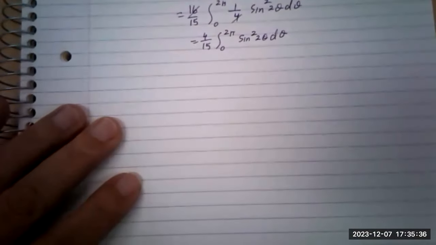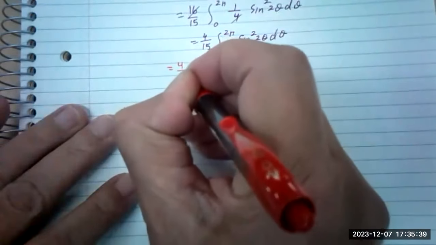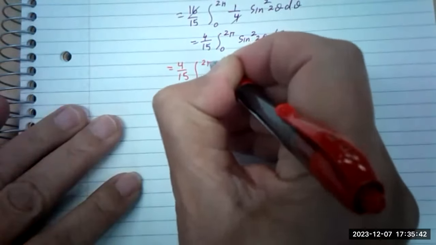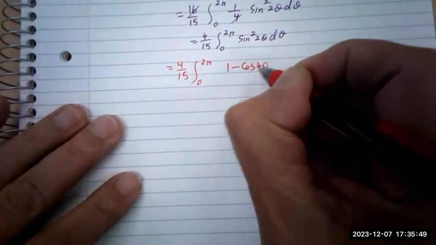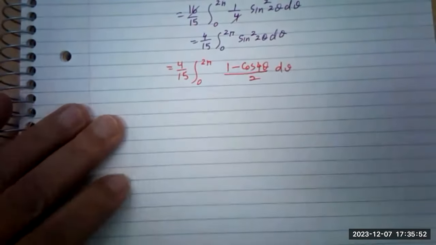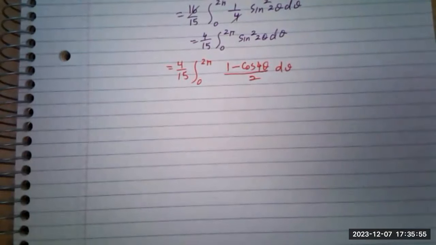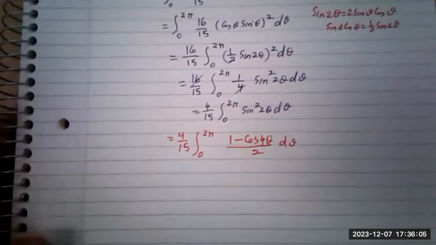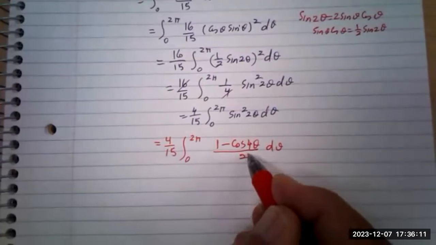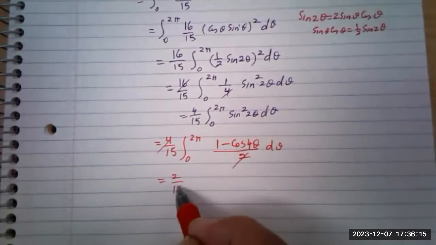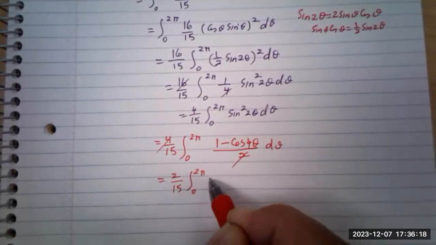Now the double angle formula again. You know that sine squared is what? It would be 1 minus cosine of the double angle, that's 2 theta, make it 4 theta, divided by 2, d theta. When you want to reduce the power, you have to pay for it. It's 2 theta, we make it 4. Now again, the 2 and the 4 would simplify, so that gives 2 over 15, integral from 0 to 2 pi, 1 minus cosine of 4 theta, d theta.